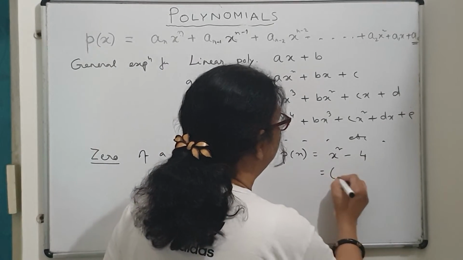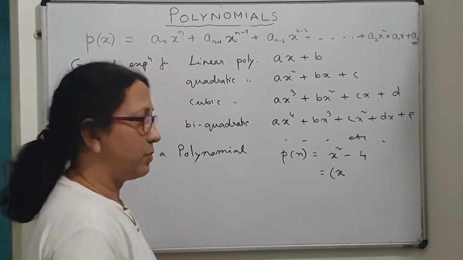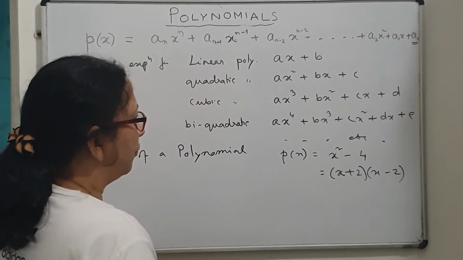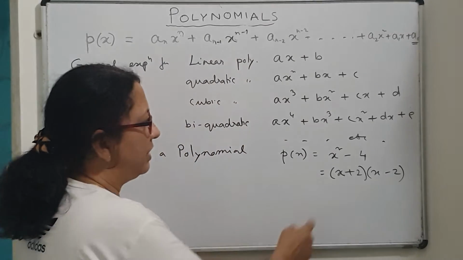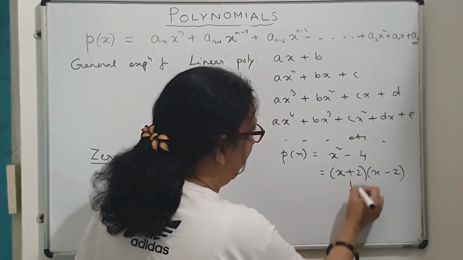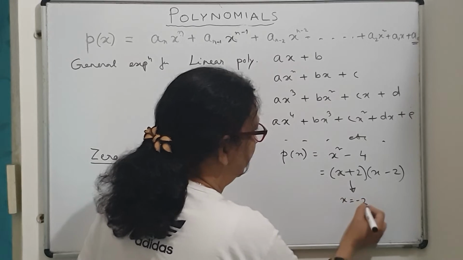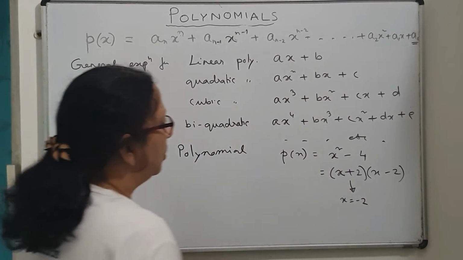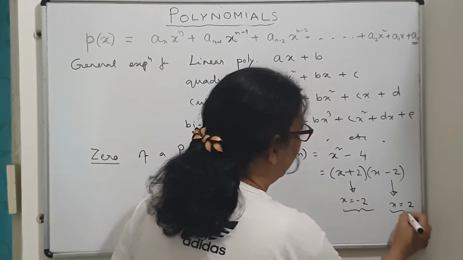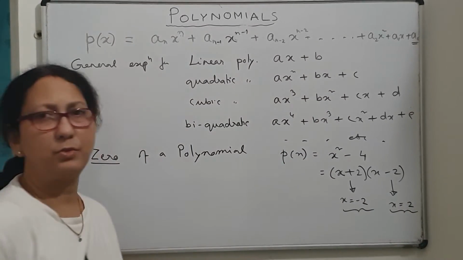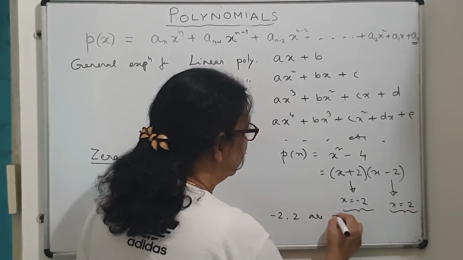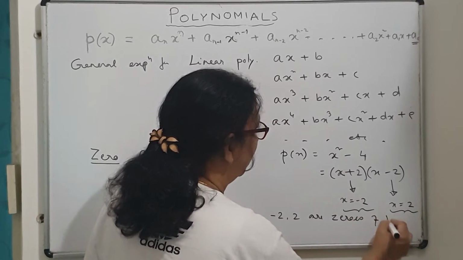So you see this can be factorized by the identity a square minus b square is a plus b into a minus b. 4 is 2 square. So from the two factors I can very easily say if any one of the factors is 0, then the value of the polynomial will be 0. So when this factor is 0, x will be minus 2. And when this factor is 0, x will be 2. So these are the two values of x for which the value of the polynomial p of x will be 0. Hence we say that minus 2 and 2 are zeros of the polynomial p of x.